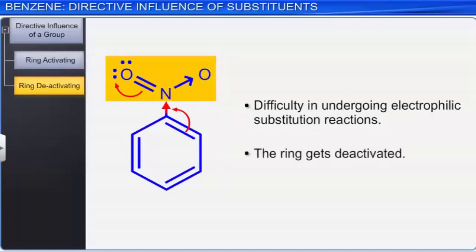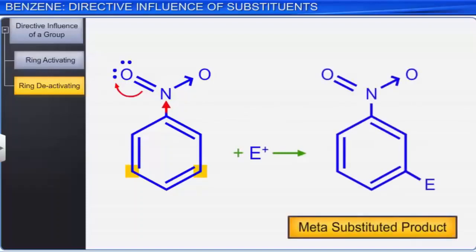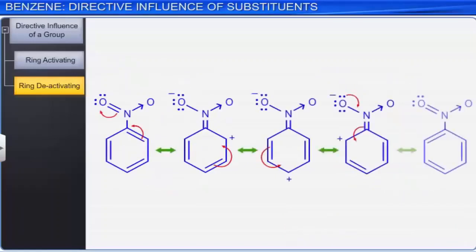In the presence of the nitro group, the electron density at the meta position is comparatively higher than the electron density at other positions, and thus the incoming electrophile is directed to the meta position. The following resonance structures of nitrobenzene show that the electron density is less concentrated at ortho and para positions than at the meta position. Thus, the incoming electrophile is directed to the meta position.